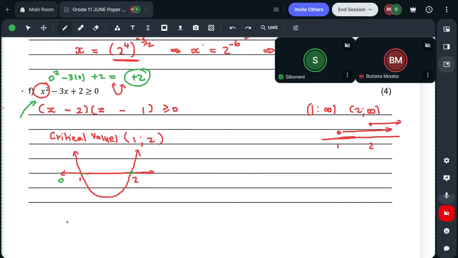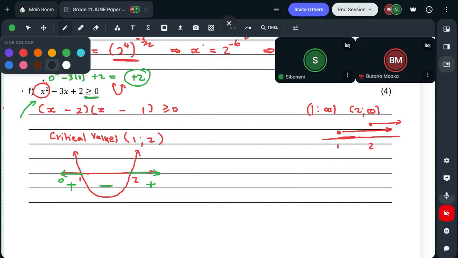The solution is positive. So this tells you that this side is positive. Remember, I said if this side is positive, this other side will have the same sign. So this side also will be positive, which makes the middle part negative. Then you ask yourself, what is the question asking for? Where is the solution greater than or equal to 0? They're asking you, where is it positive?